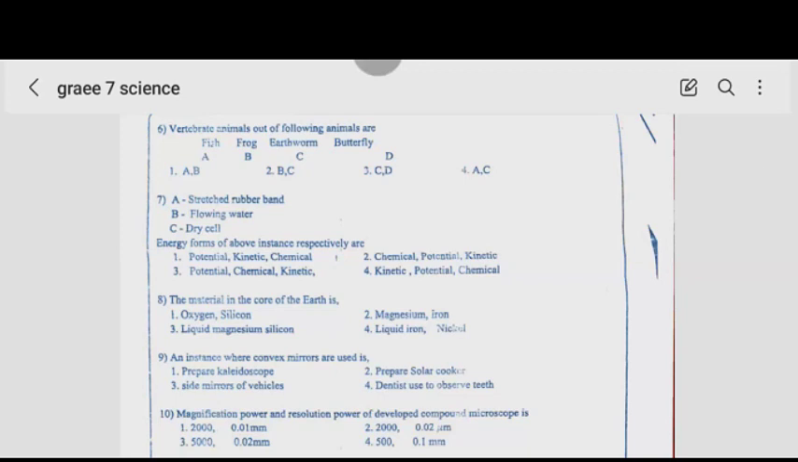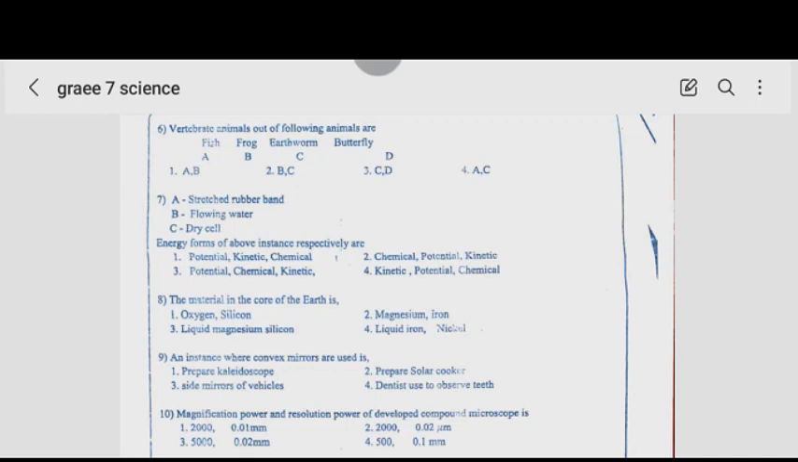A, fish. Do fish have a backbone? Yes, miss. B, frog. Do frogs have a backbone? Yes. Of course. C, earthworm. Do earthworms have a backbone? No. We cannot find a backbone in the earthworm.